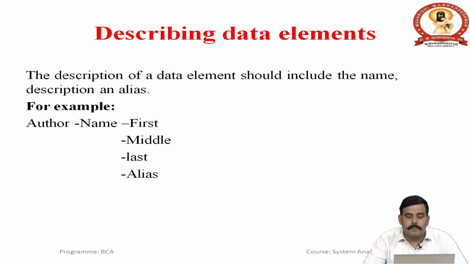The description of a data element should include the name, a description and an alias. So, while we are describing a data element, we focus on the name of that data element, what alias we can use and what is the description of that data element. For example, here we are taking the example of the author name, and that author name can be further divided into first name, middle name and last name, and that is the description, having the first name, middle name and last name, and the alias. Like here we are taking an example of Dr.